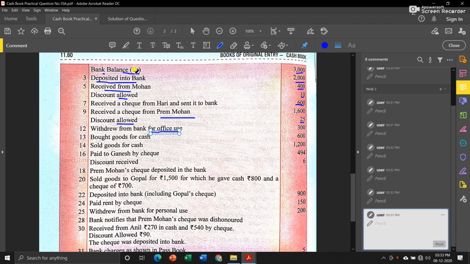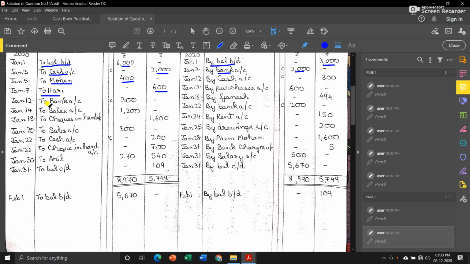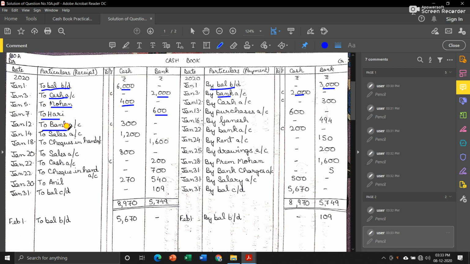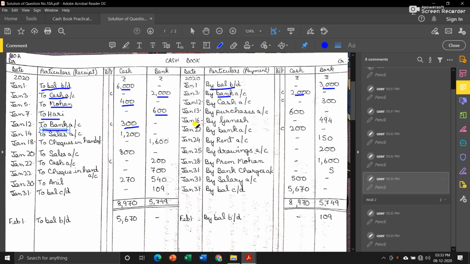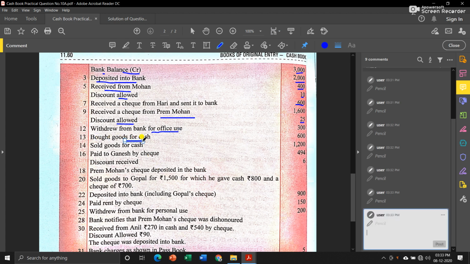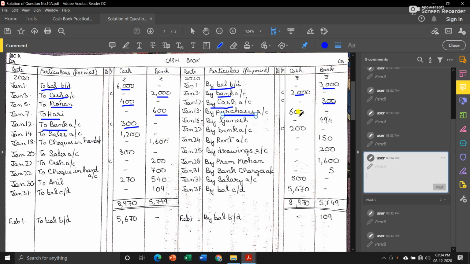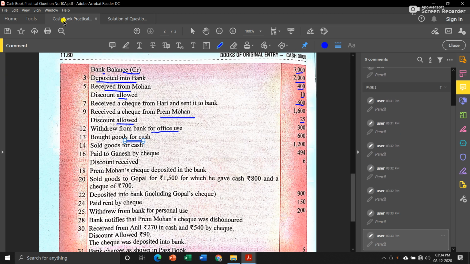Then on day 12, withdrew from bank for office use, means we withdrew some cash from the bank for our office use. So it is a contra entry. At first we will write on the debit side to bank account in cash column 300, and on the credit side we will write by cash account in bank column 300. The next is on day 13 we bought goods for cash. That means we bought some goods and we gave cash. So on the payment side we will write by purchases account in cash column 600.